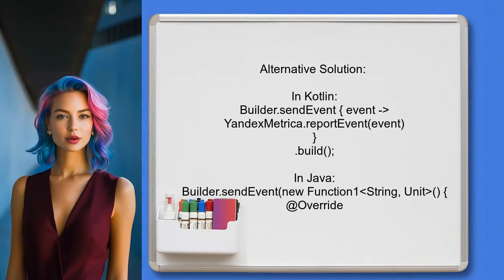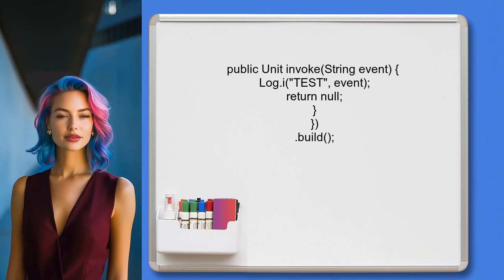An alternative approach shared by a user involves using a builder pattern in Kotlin and Java. In Kotlin, you can send an event using a Lambda function. In Java, you can achieve the same by implementing the function1 interface to handle the event.